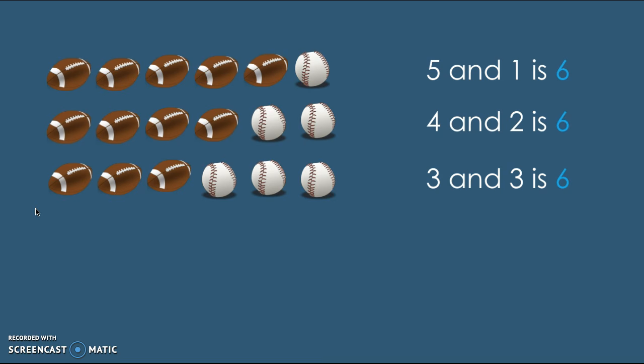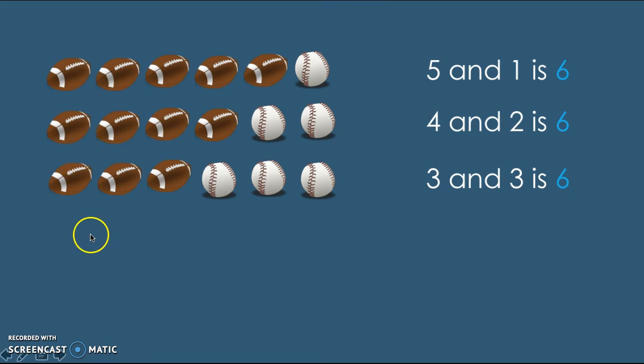Friends, what are you noticing so far? Yeah, you're right. 6 is the answer every single time. Every time I add something, it's equaling 6. What do you notice about the pictures of the balls? Yeah, as I have fewer footballs, it looks like I'm getting more baseballs. I wonder if that pattern will keep happening as I take away footballs. What do you think? Yeah, let's see.